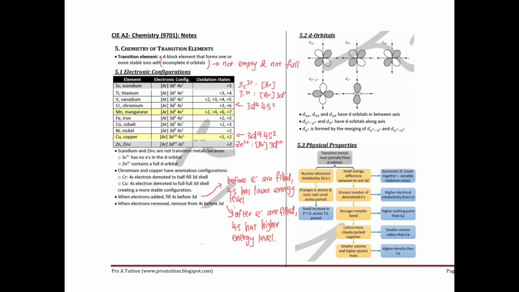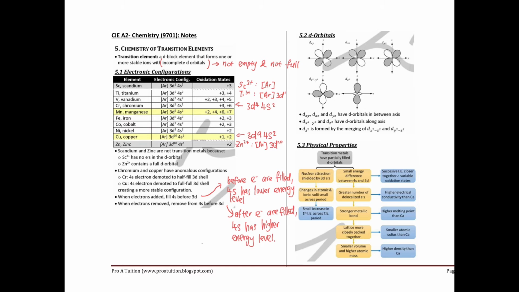5.2, d orbitals. You know in transition elements, d orbitals are involved, as you can see there. And we have to know there are 5 orbitals over there. So d orbitals consist of 5 orbitals. Okay, just a quick revision.